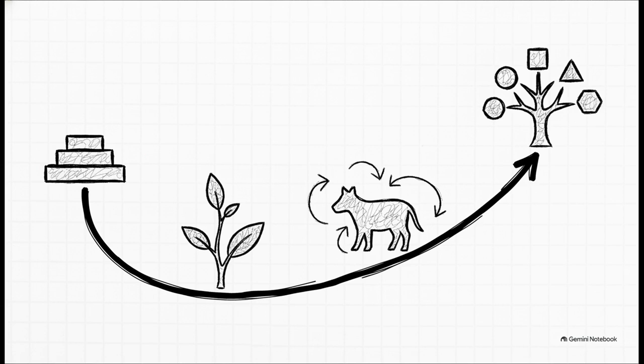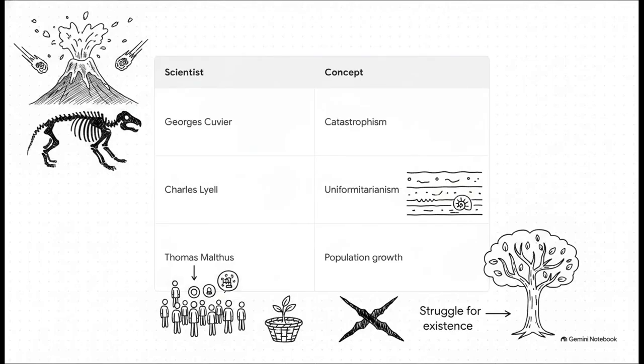And we absolutely can't forget Charles Darwin's granddad, Erasmus Darwin, who was already dropping hints about common descent way before it was mainstream. Now, Charles Darwin didn't just pull his theory out of thin air, right? He had some major influences. Georges Cuvier proved extinction was real with his idea of catastrophism. Charles Lyell brought in uniformitarianism, proving the Earth changes incredibly slowly over vast stretches of time.